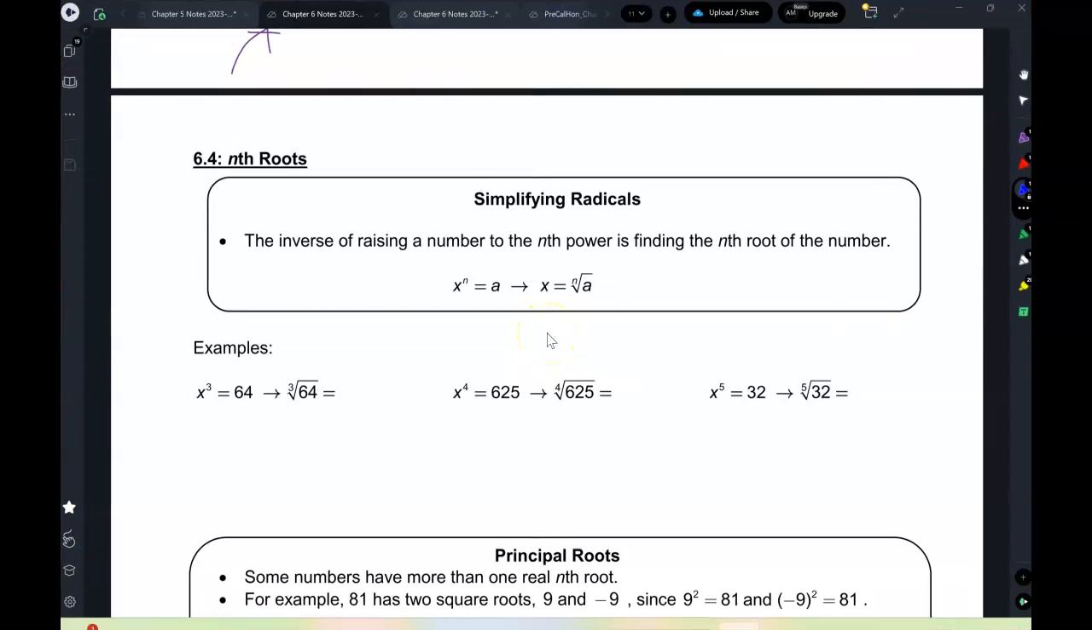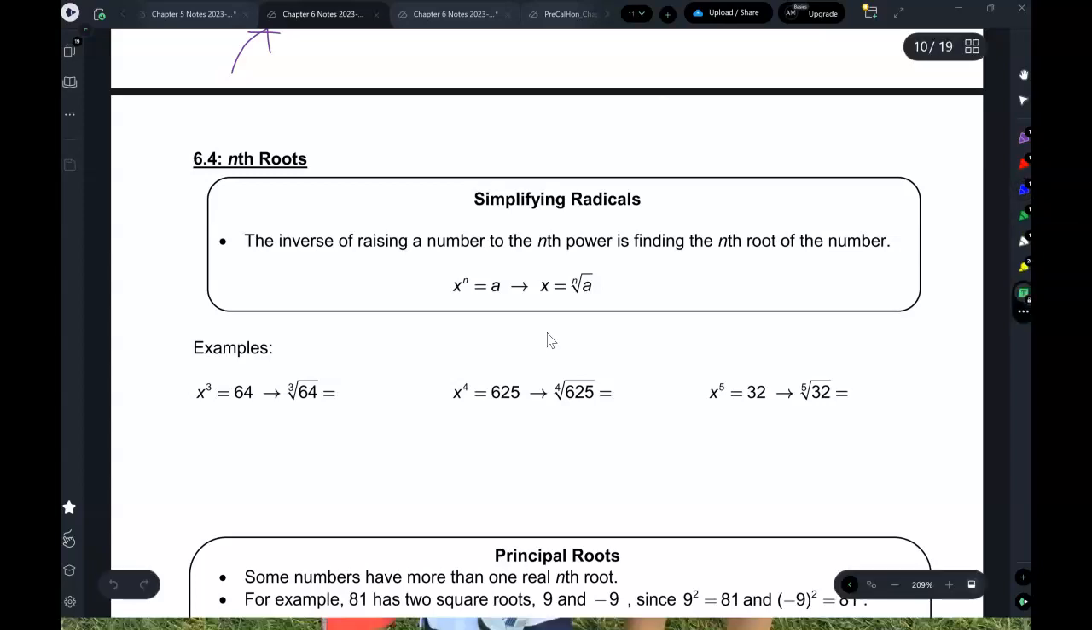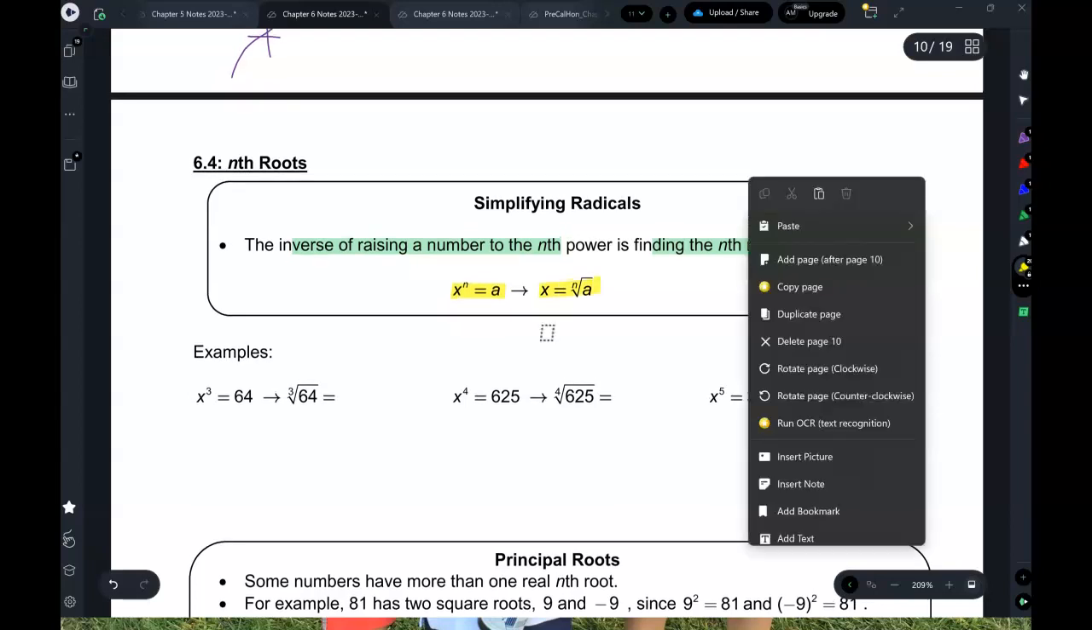The inverse of that is finding the nth root. So the inverse of raising a number to the nth power is finding the nth root. For example, we know what this means, right? x to the power of n equals a. Basically, when you have something like this, you ask, what number to the power of n equals a? Another way to write it is this: x equals the nth root of a, right?